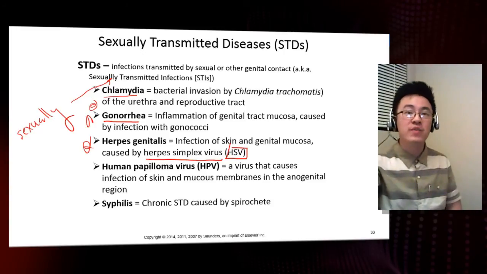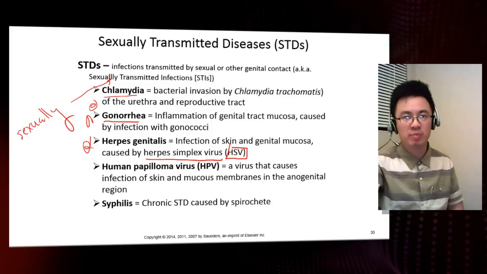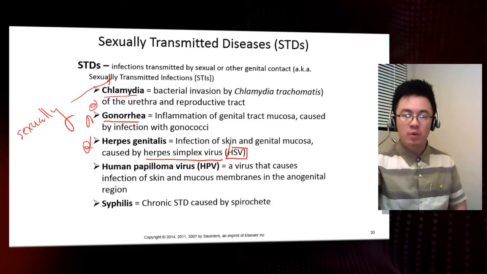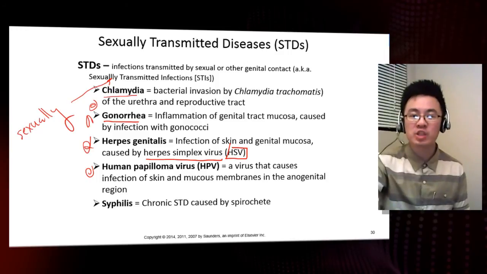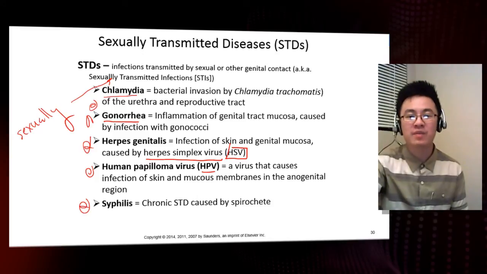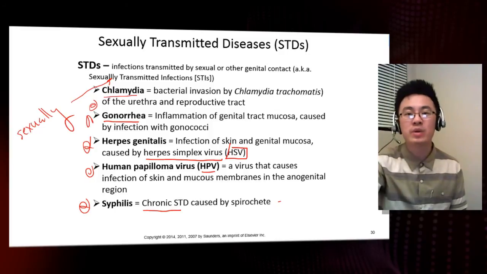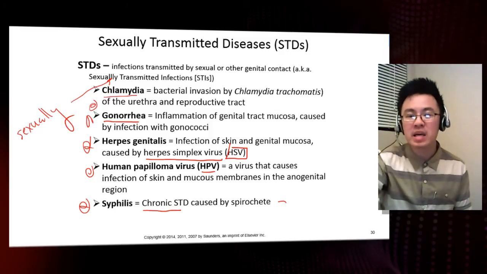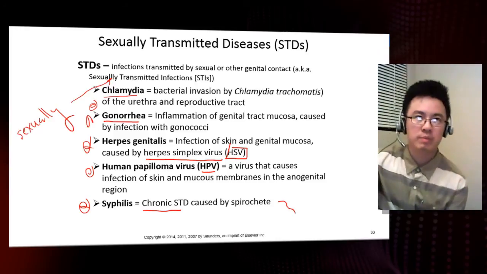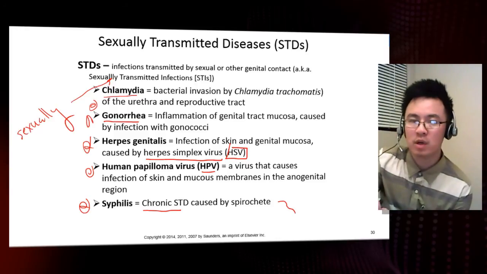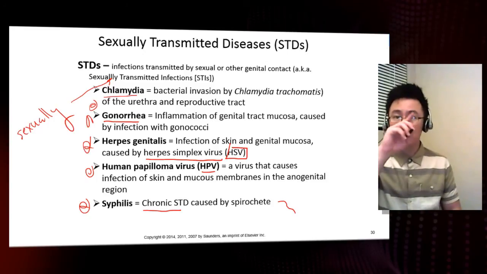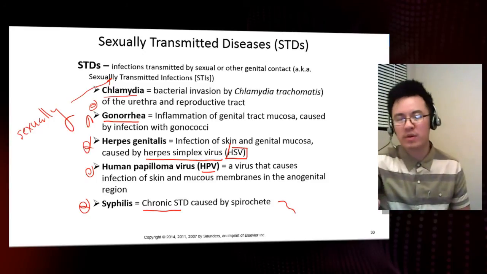Lots of different variants and strains of the herpes simplex virus out there. We also have the human papilloma virus, or HPV, and this is a virus that causes infections of the skin and mucous membranes in the anogenital region. And of course, we have syphilis, which is a type of chronic sexually transmitted disease caused by a spirochete. It is a mini, micro worm-like structure. If you were to look under the microscope and find a spirochete, you will be able to see a little mini worm there. It's very, very small.